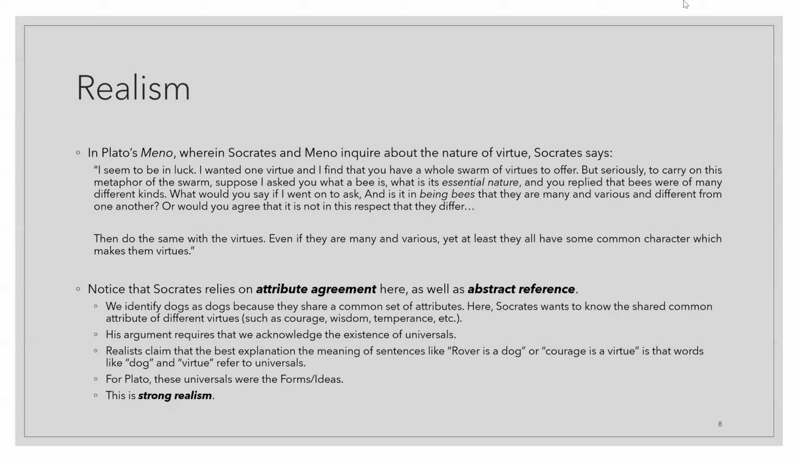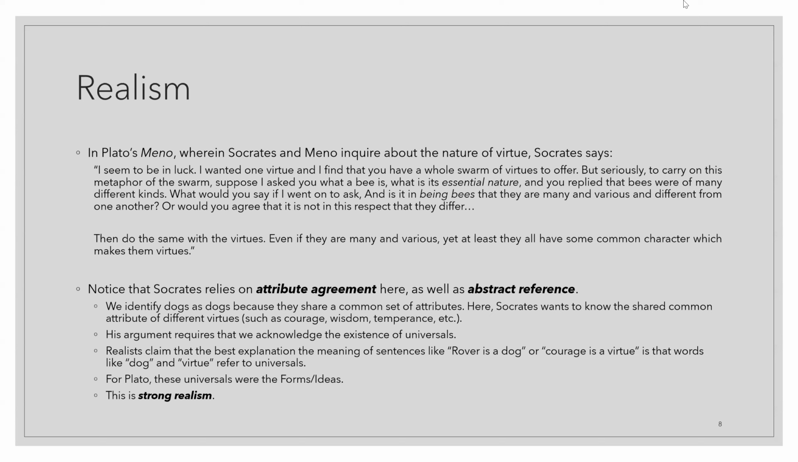So Socrates in this little passage is relying on attribute agreement and abstract reference, right? These virtues that he's after are identified as such because they share a common set of attributes and because we're referring to virtue in the abstract. Similarly, a couple more concrete examples, right? We can identify dogs as dogs because they share a common set of attributes: four legs, mammals, bark, etc. That's what Socrates wants to do with the virtues.